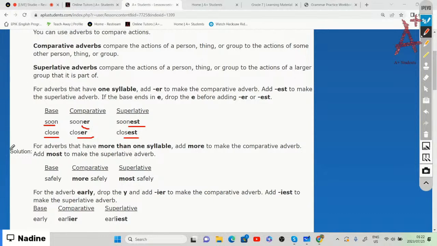So these are just a few examples of differences of comparative and superlative adverbs. So we have our base. With comparative, we add an er. With superlative, we add est.